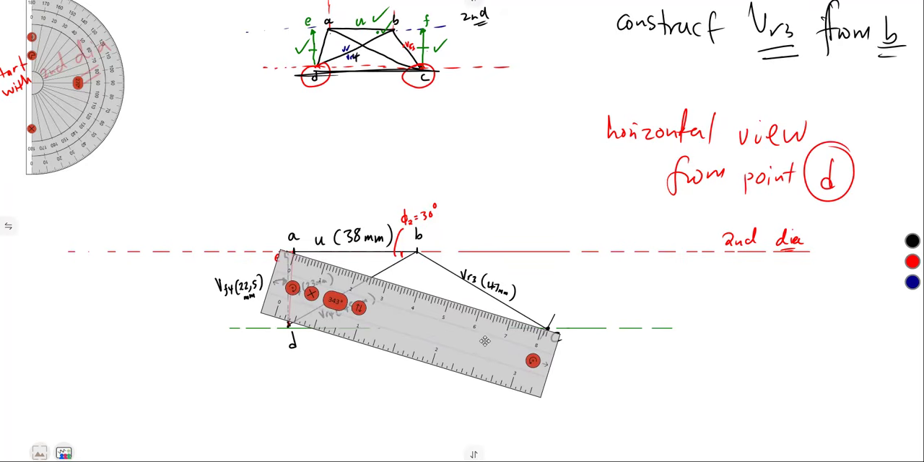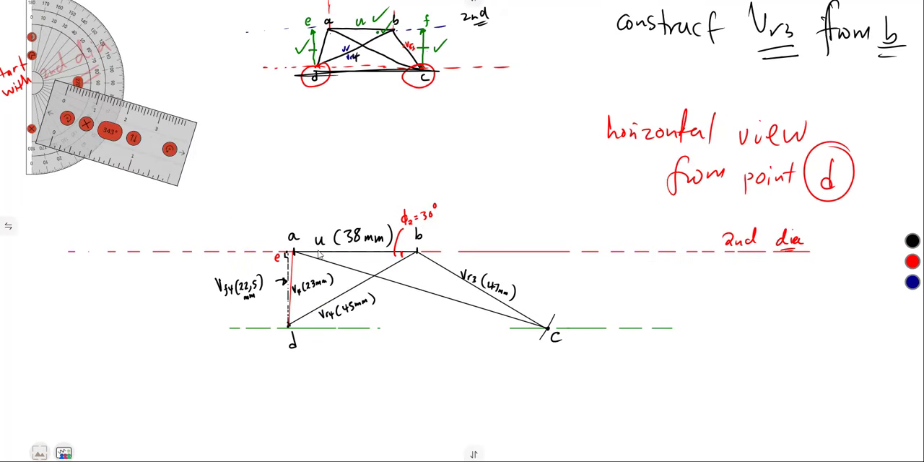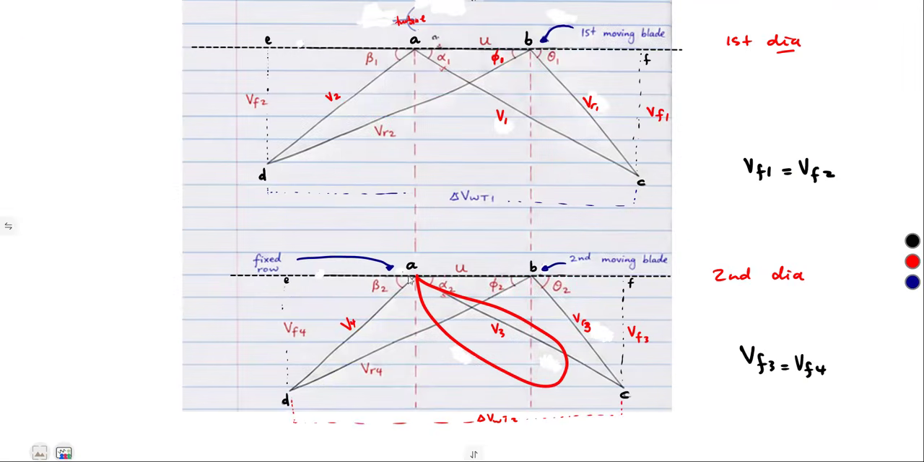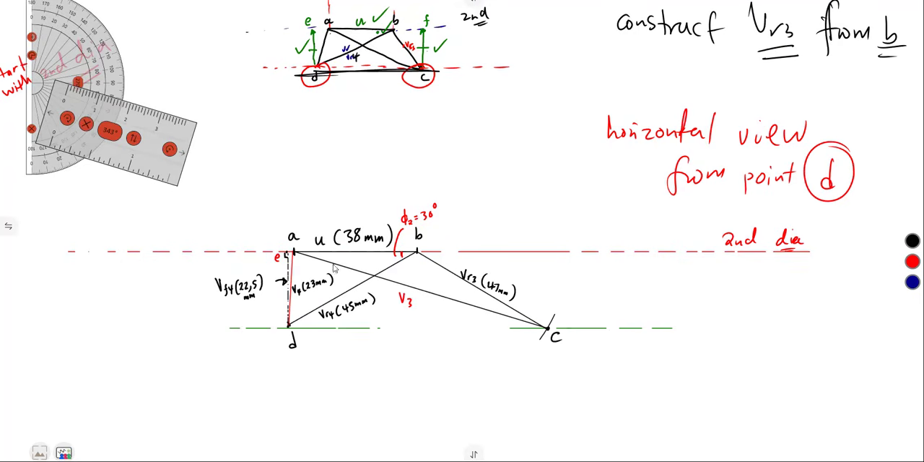All right. So here we're just going to join, but properly, because the ruler can sometimes shift. So you join A to C. A to C represents what? A to C is our V3. You measure that. Measuring this V3 gives us approximately 82 millimeters. So you just need to finish up.